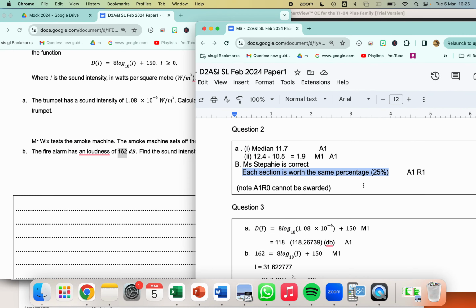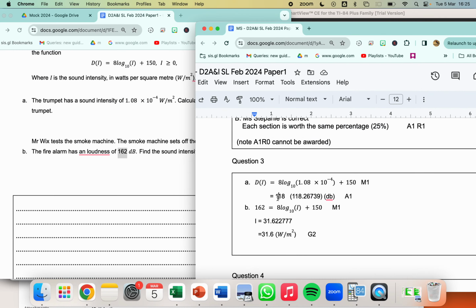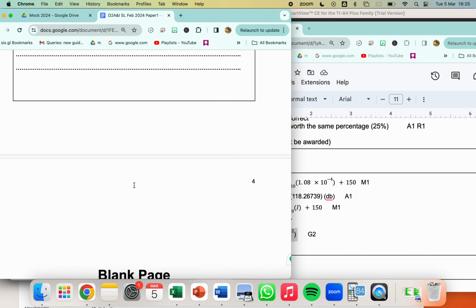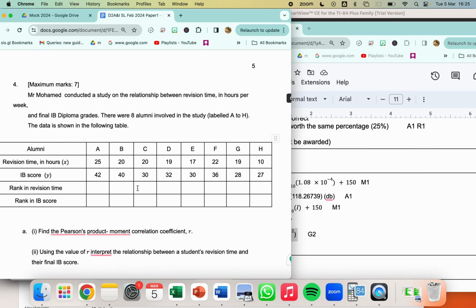If we have a look at the answers, just to clarify, 118 to 3 significant figures, or you could write your full calculator display and then 31.6. It's put the units in brackets because it's not always required for the full marks, but I would recommend you write it down just in case. Let's go on to question 4.